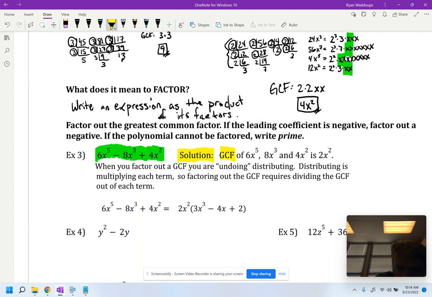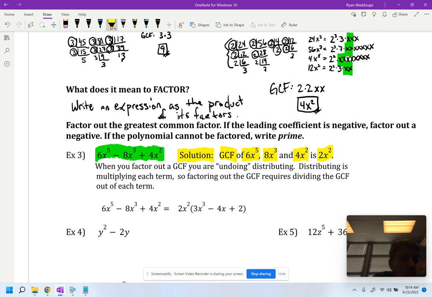we've got the GCF of 6x to the 5th, 8x cubed, and 4x squared is 2x squared. When you factor out a GCF, you're undoing the distributing. Distributing is multiplying each term, so factoring out the GCF, or the greatest common factor, requires dividing the GCF out of each term.